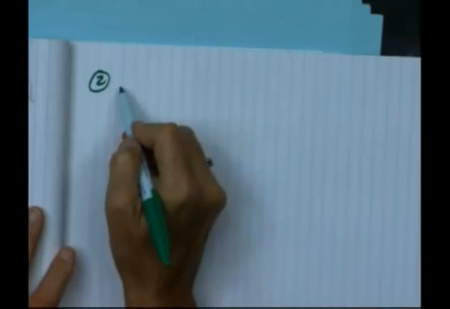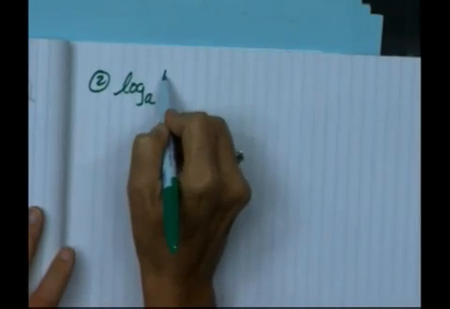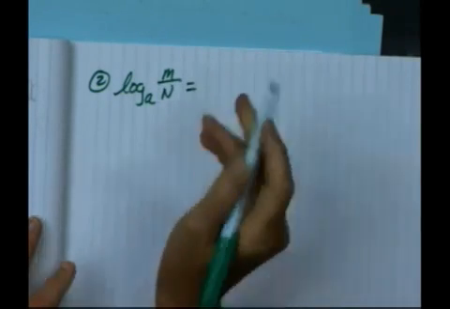Okay, so there's your first property that you're going to memorize. Second property that you're going to memorize, log to the base a of m divided by n. Okay, we're not going to do the proof of this.